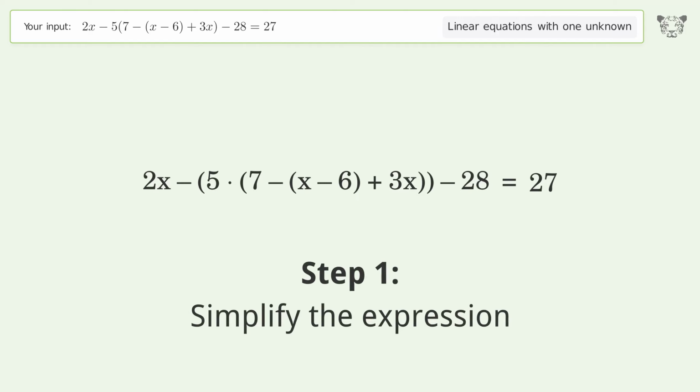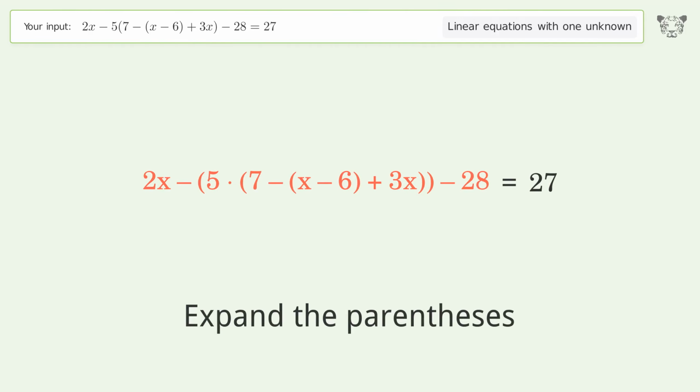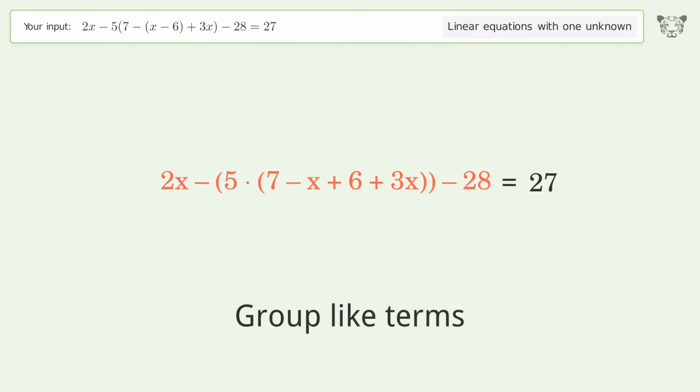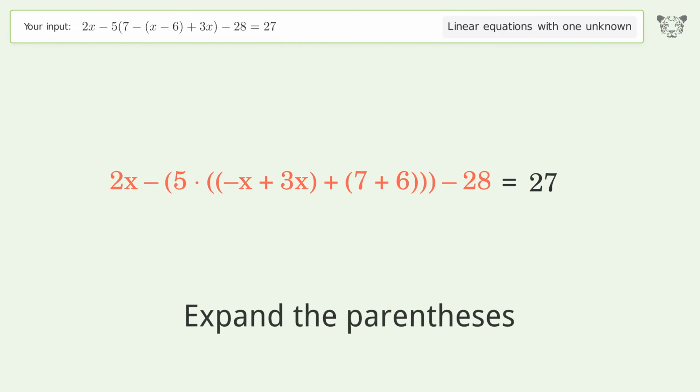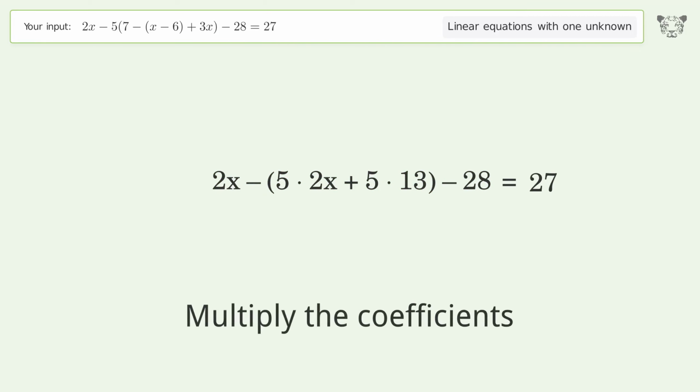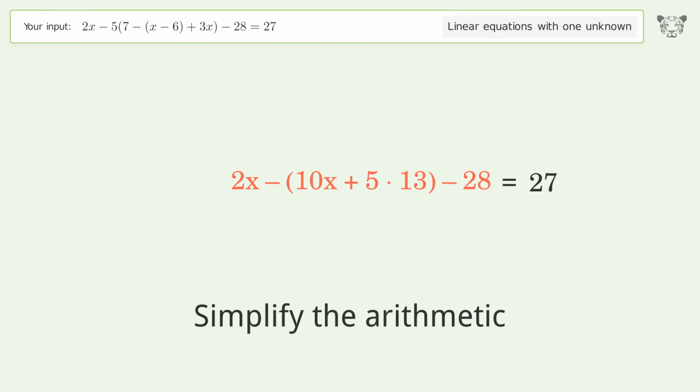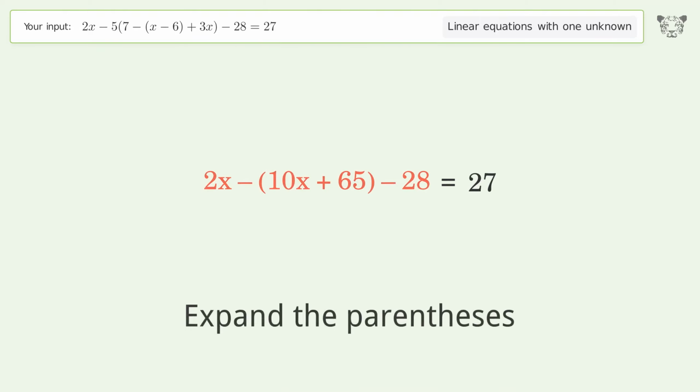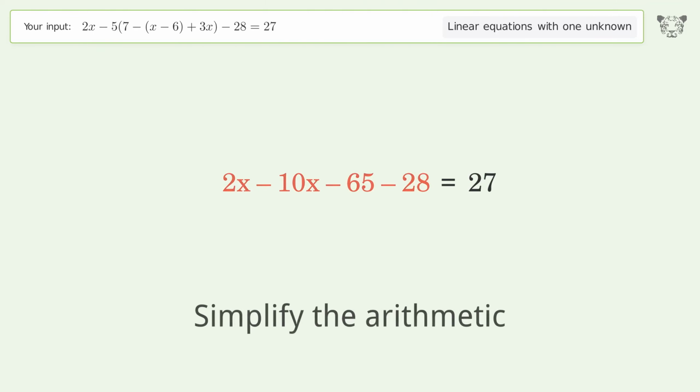Simplify the expression. Expand the parentheses. Group like terms. Expand the parentheses. Multiply the coefficients. Simplify the arithmetic. Expand the parentheses. Simplify the arithmetic.